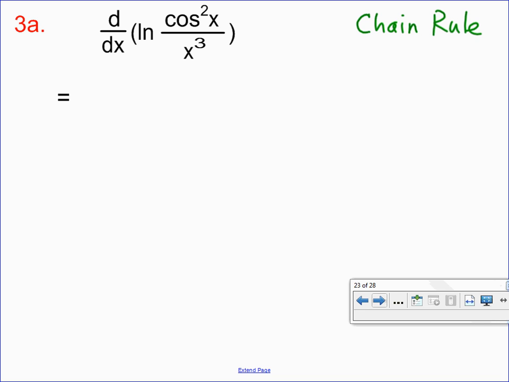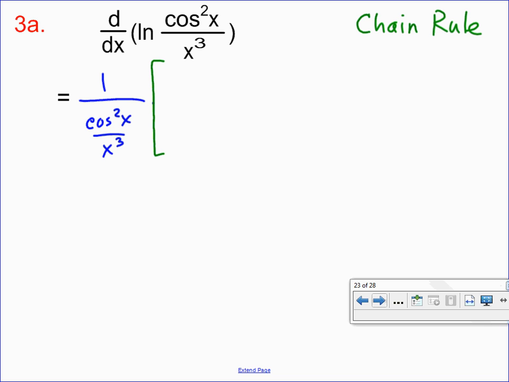We know the derivative of a natural log of a function is 1 over the function times the derivative of the function. So let's go ahead and go 1 over the function. That'll be 1 over cosine squared x over x cubed times the derivative of the function. And what rule will we use to differentiate that function, that input cosine squared x over x cubed? Yeah, that was a division of separate functions of x, so that'll be the quotient rule.